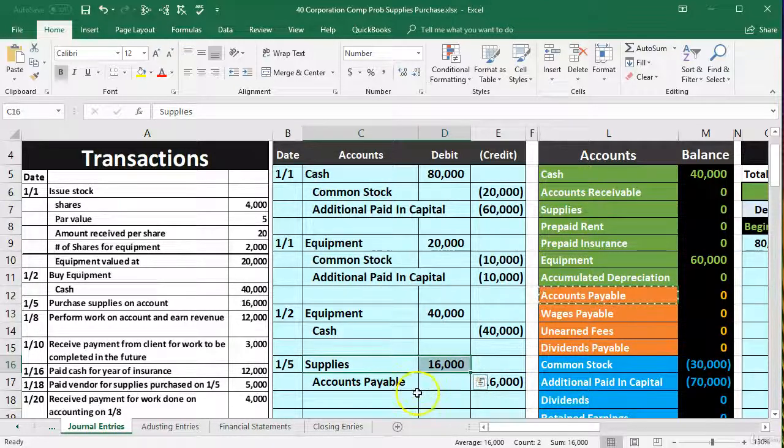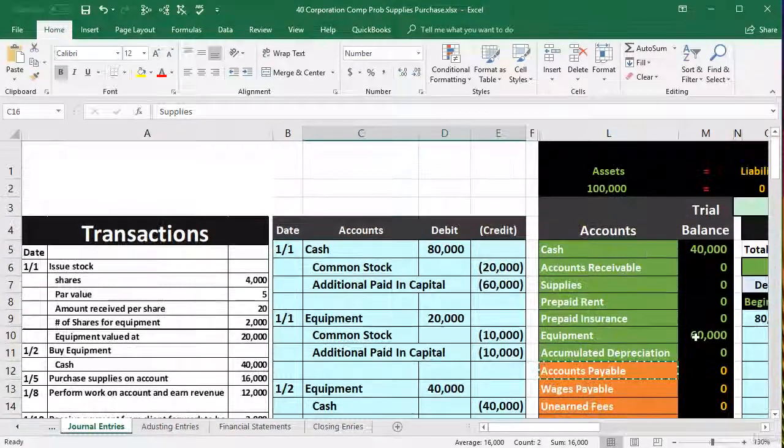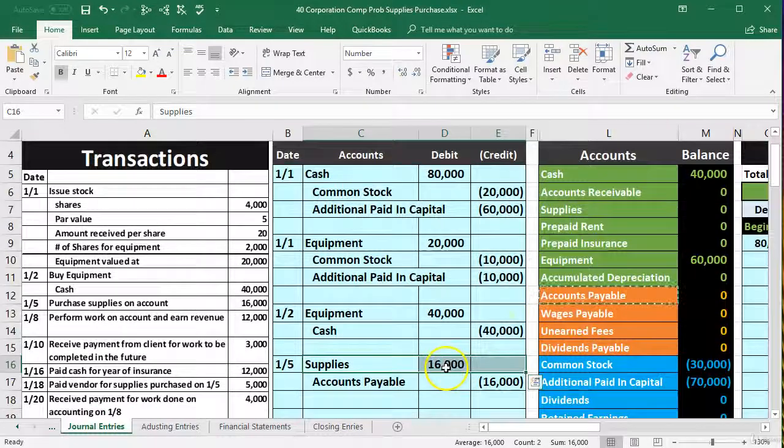This is called posting. This is the general journal, which we created. We journalized the journal entry in the general journal, which we will now post to the general ledger, which will be used to create the trial balance. So here's supplies. Here's supplies on the trial balance. It's the third account. It's going to be the same on the general ledger.